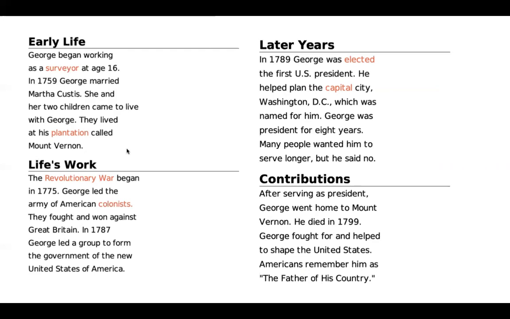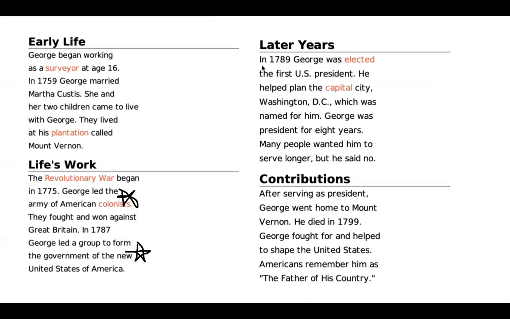Life's work. The Revolutionary War began in 1775. George led the Army of American Colonists. I'm just going to stop there because I know that in order for George to have led the Army of American Colonists, he must have been a leader. Let's star it. They fought and won against Great Britain. In 1787, George led a group to form the government of the new United States of America. There's that word again, led. To lead a group means that you are a leader.